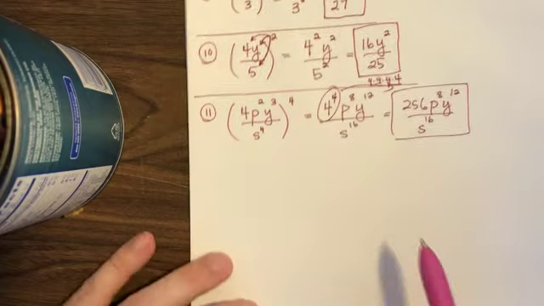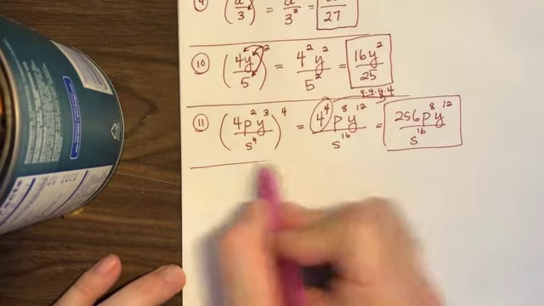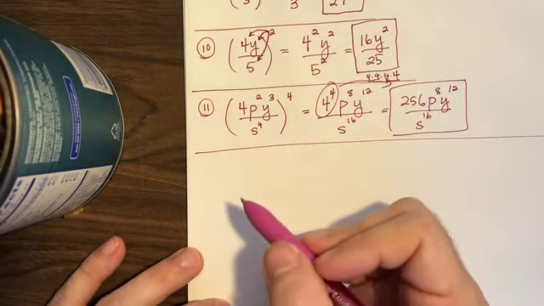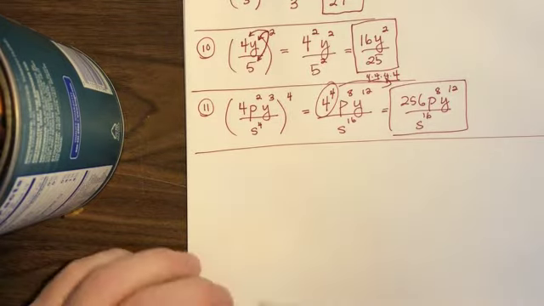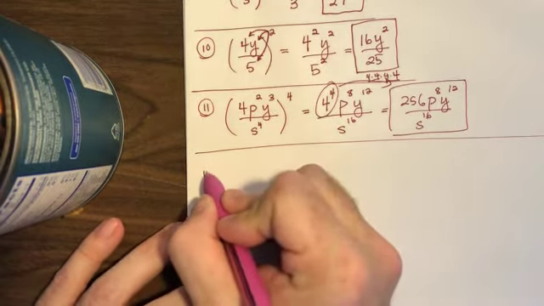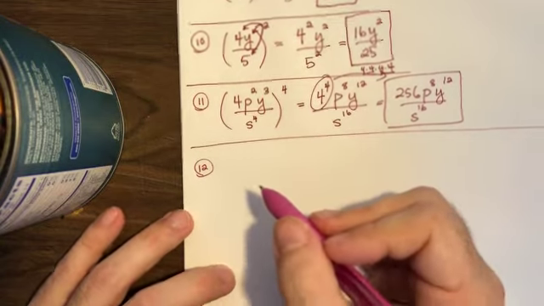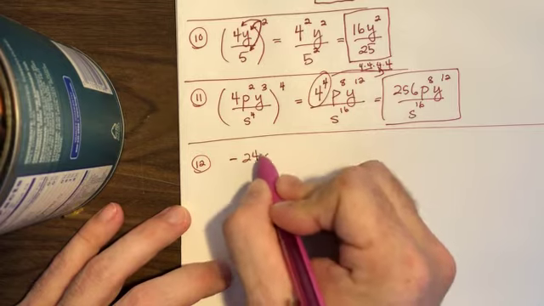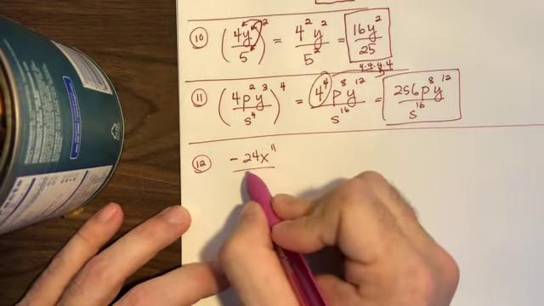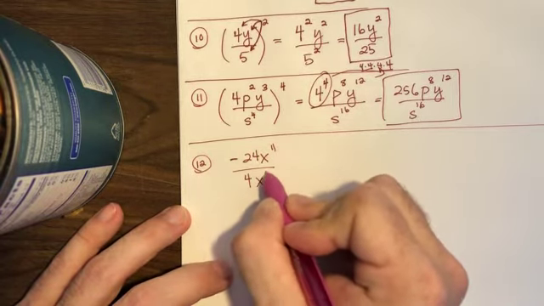All right. So all of that is to prepare you for dividing monomials or dividing multiple term things by a monomial. Monomial, if you remember, is a one-term thing. Okay. Negative 24x to the 11th divided by 4x to the 6th.